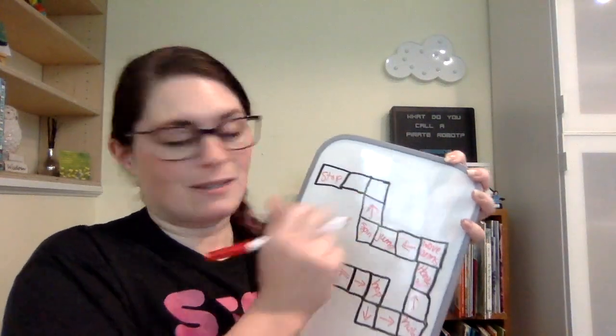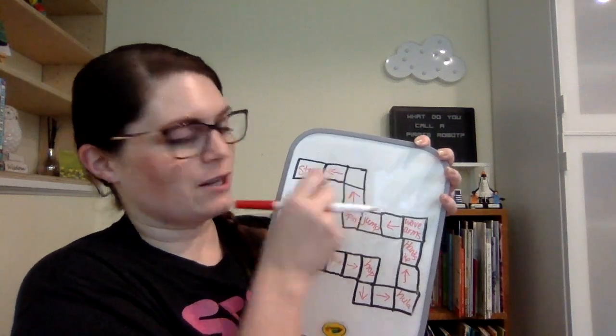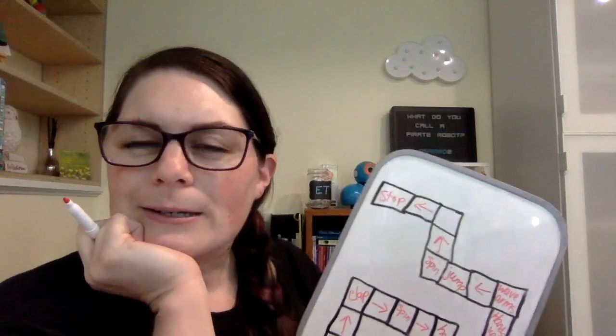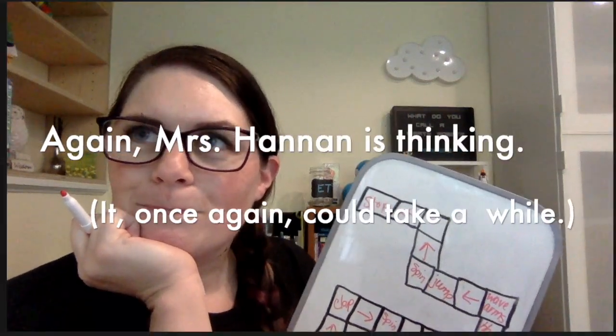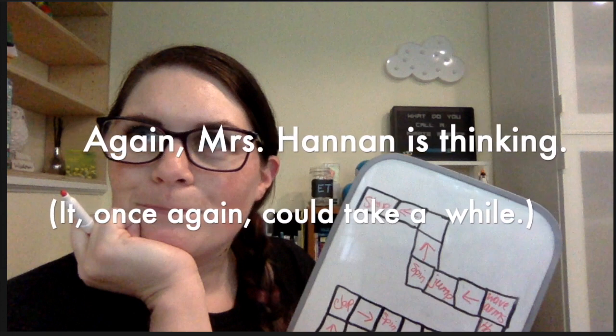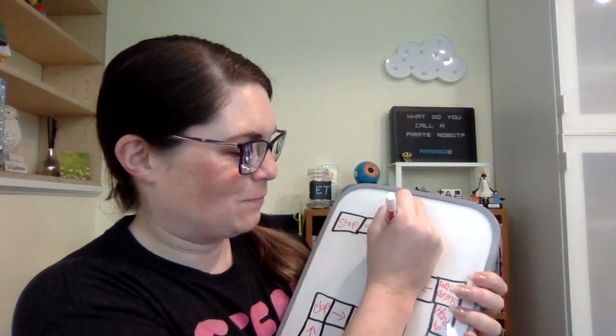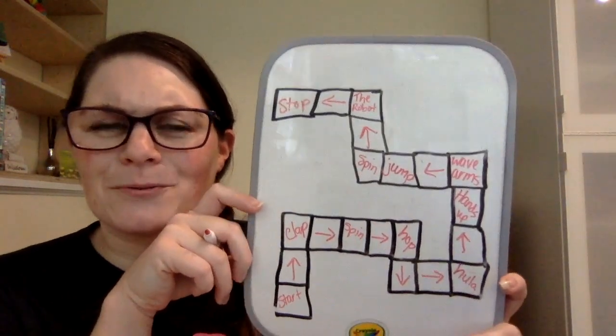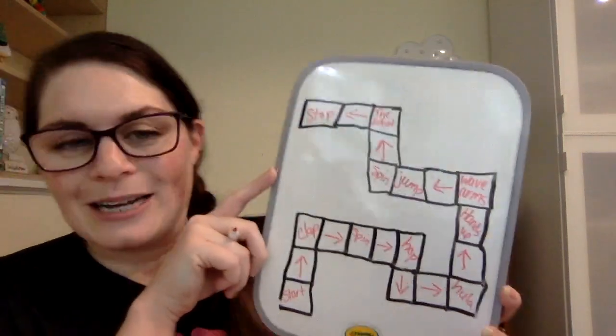Now I have two boxes left, and I know this one is going to be step to the right for me. I need to think of something to put in that box. I've got it. I want them to do the robot. So I'm going to write the robot. Because it's technology, of course we would do a dance that has something to do with technology. All right, so I have everything filled in.